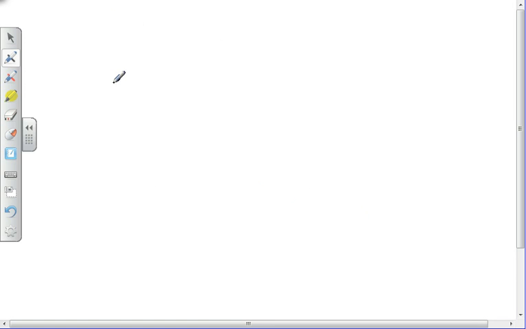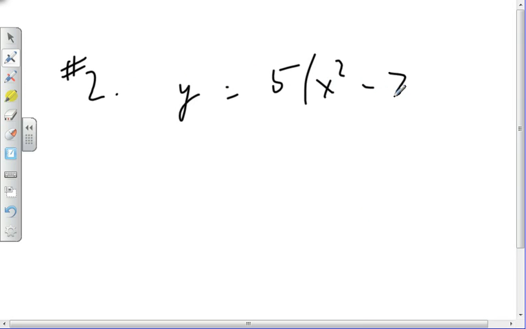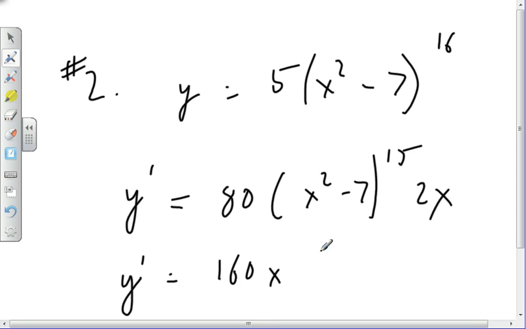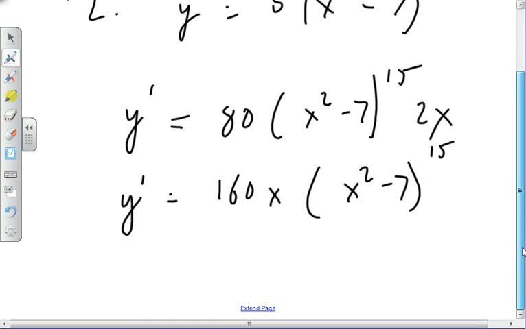Okay, we're doing the homework problems. I'm starting with number 2. y is 5x squared minus 7 to the 16th, and y prime is 16 times 5, 80, 80x squared minus 7 to the 15th times 2x. I could rewrite that if I wanted to, but I don't necessarily have to. I could then go and use Pascal's triangle to expand that guy, but I'm not going to do that either.